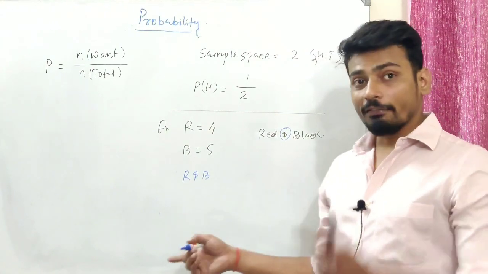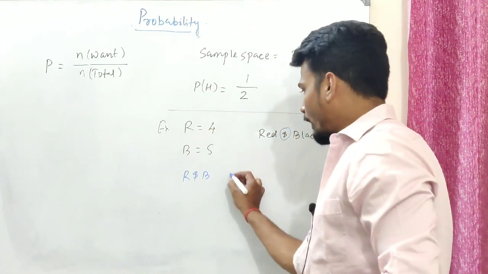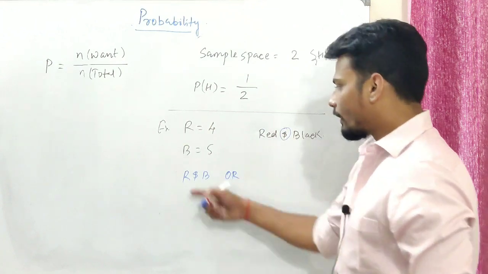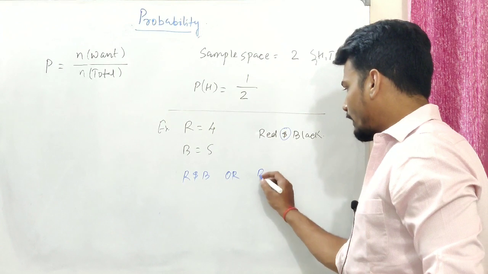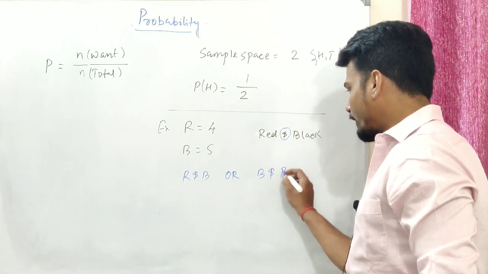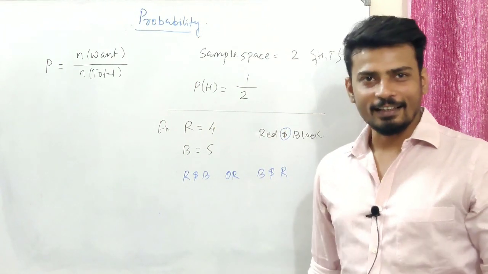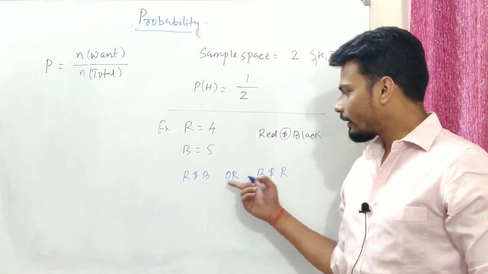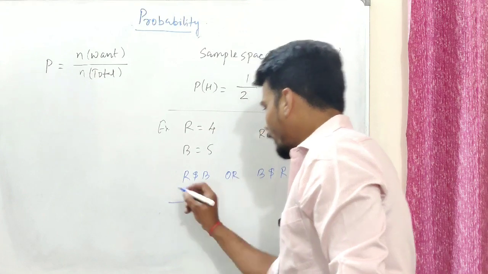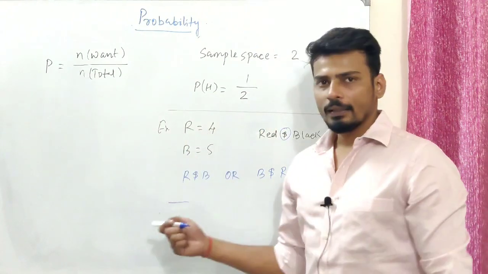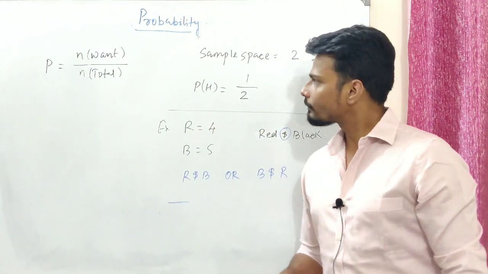Now this is not the only way to get both the markers, right? So I have or, either red coming at the first place, black coming at the second place, or the black coming at the first place and the red coming at the second place, right? So I have both and or coming into the picture. Okay, how many ways I can get a red marker? That is my first thing which I need to do.